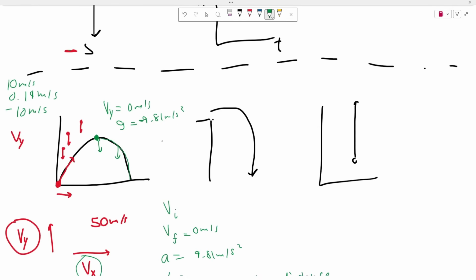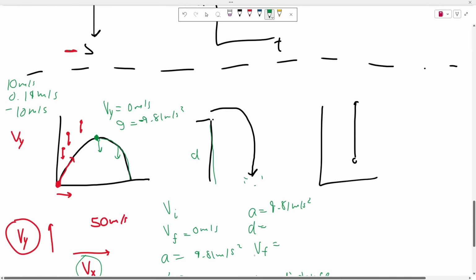Same thing goes here. If you ever want to figure out how long it'll take for this object to reach the bottom of its path, you know acceleration is always going to be 9.81 meters per second squared. You're usually going to be given the distance that it's falling. You're usually going to be given the Vf, or the final velocity as it hits the ground, and from there you can solve for time, okay?